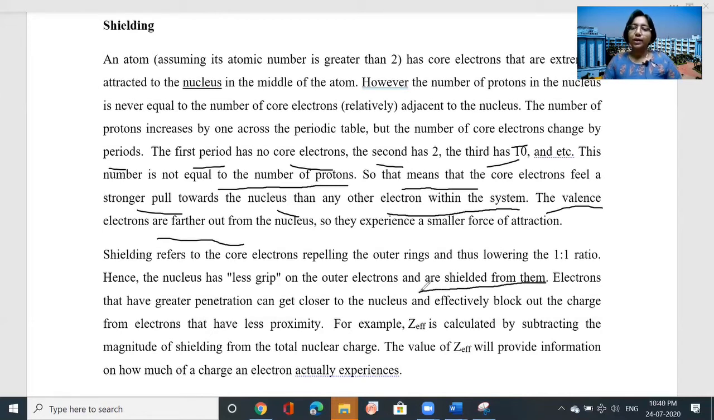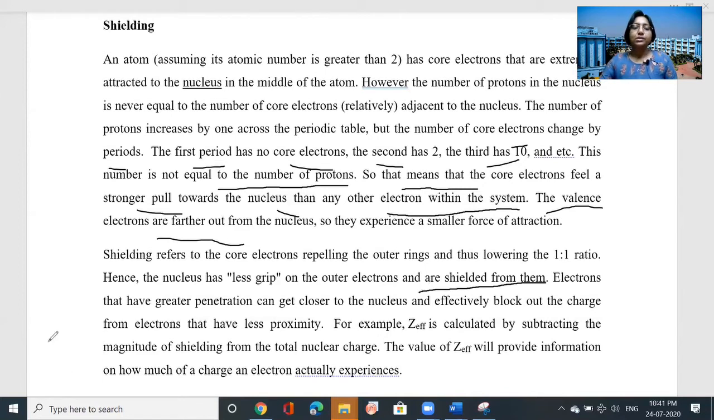Because the nucleus has lower control, less grip on the outer electron, that is why it is called shielded from them. That is the shielding effect. So the nucleus is shielded from the outermost electron, as there is less effect on those electrons.